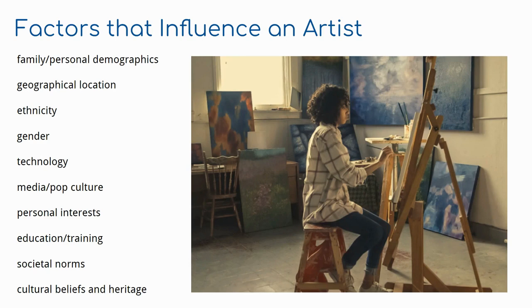Things like family and personal demographics, meaning where a person lives and even their income bracket, what kind of job they have, their geographical location in the world, because sometimes different parts of the world have different lifestyles, or maybe different access to resources. And so that's going to influence the kind of art a person makes. Ethnicity could influence art making, gender, technology is a huge one. And I'll give you a great example of that right away.